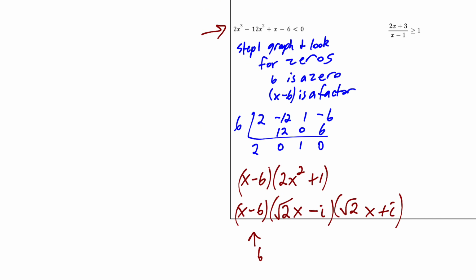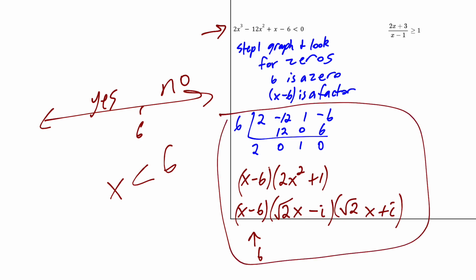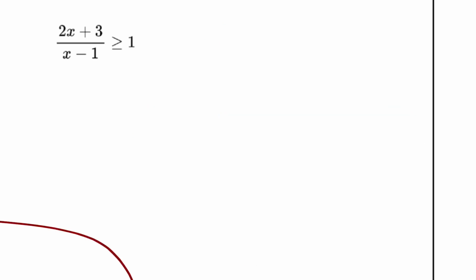Now what does that mean for this graph? If I consider a line here at 6, I can test it. Everything to the left of 6, yes, it's below 0. Everything to the right of 6, no, it's not. So it's just x is less than 6. And I probably could have just assumed that once I saw the graph, if I didn't feel like testing all of the other possibilities. For this last one, I need to move the 1 over to the other side.